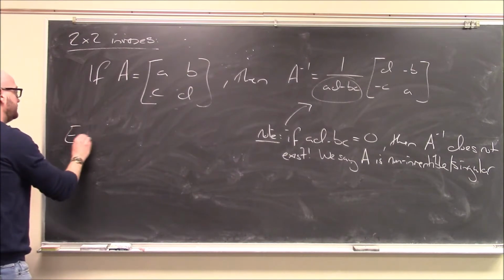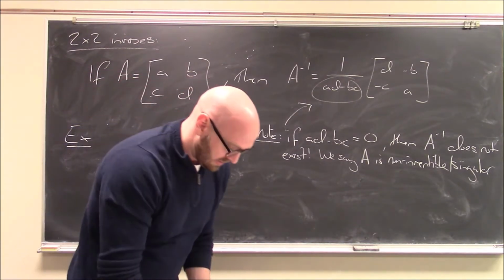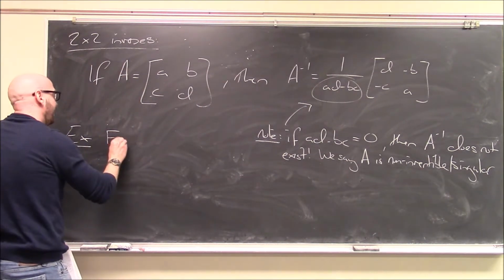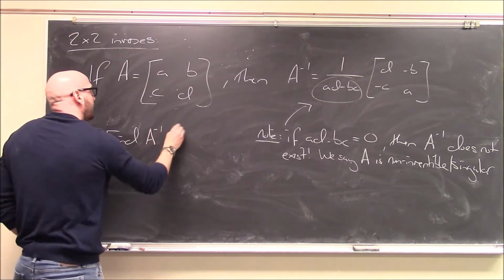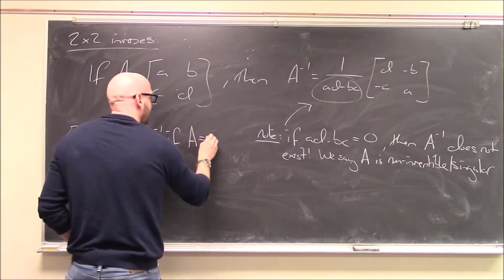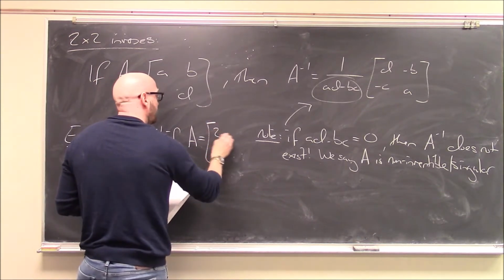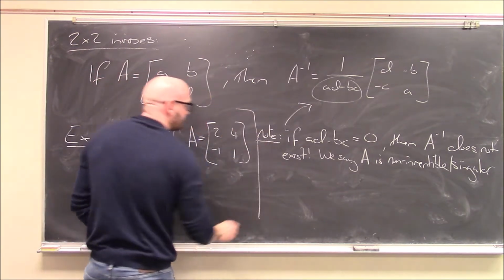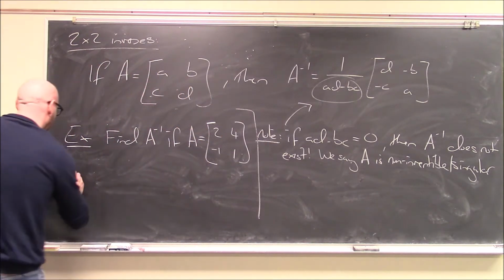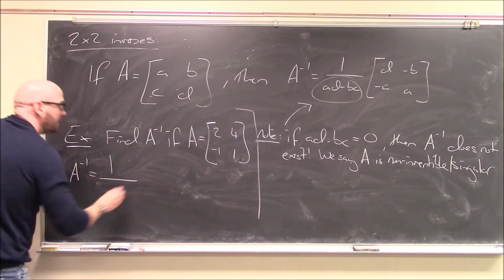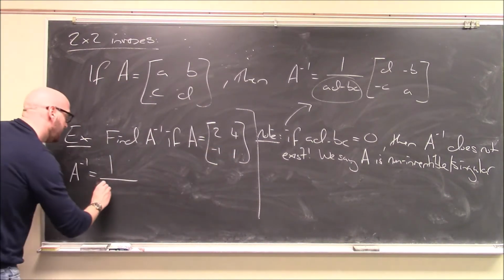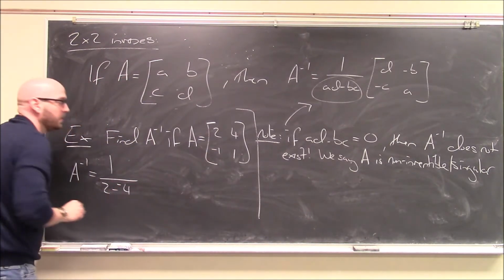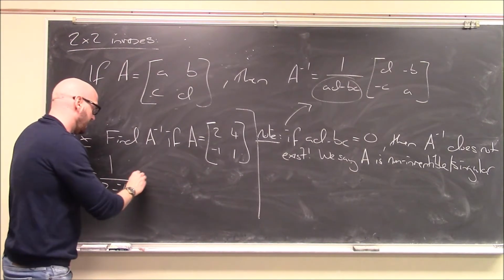So, for example, let's see here. Find A inverse if A is 2, 4, minus 1, 1. Okay, well, we'll use our simple formula. A inverse is going to be 1 over AD, 2 times 1 is 2, minus BC, minus 4 times minus 1, minus 4. So that's non-zero, that's good.